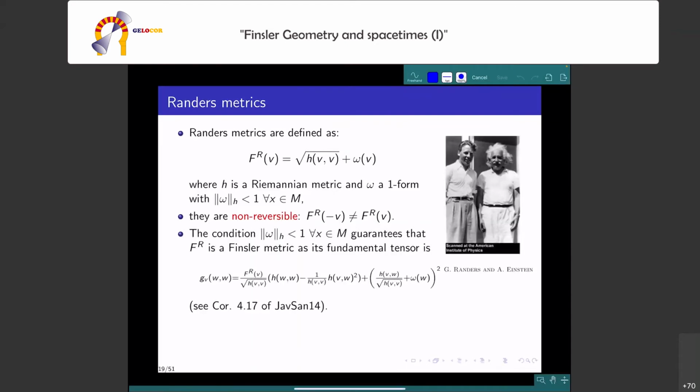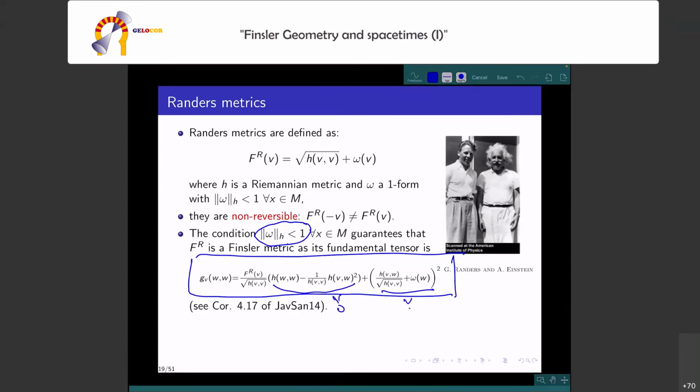A very surprising thing is that the condition that the norm of the one-form is less than 1 guarantees that the fundamental tensor is positive definite. There are several ways to check this, but one way is to compute the fundamental tensor, and this is done in Javaloyes 14. The expression of the fundamental tensor is this one. If you look carefully, this term is positive because it is a square. This other term is also positive because of the Cauchy-Schwarz inequality for the Riemannian metric H. And this last term is positive by hypothesis, because I am assuming that the H-norm of omega is less than 1. Then the fundamental tensor is positive definite. So this is a direct proof of this fact.